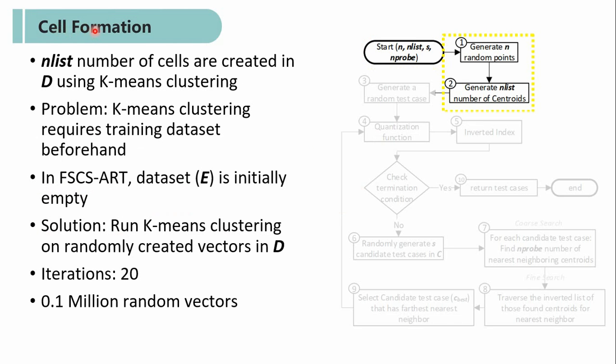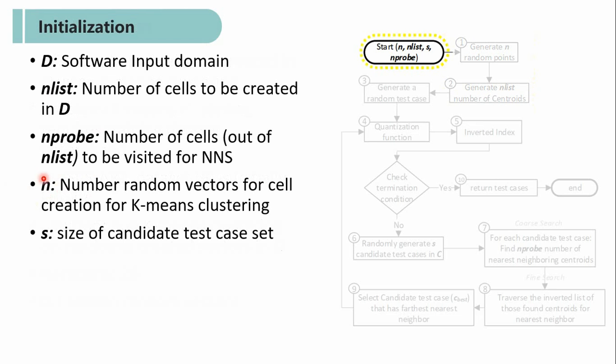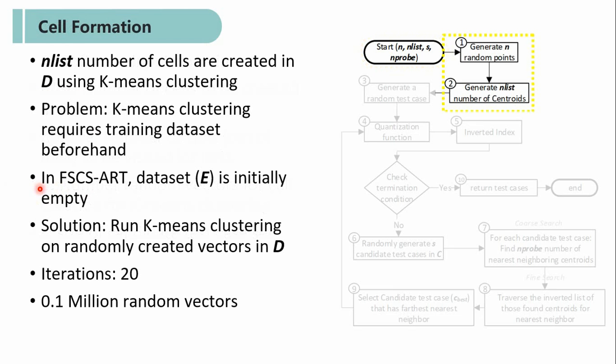The next step is the cell formation step, where N list number of cells are created in input domain D using k-means clustering. The problem is that k-means clustering requires a training dataset beforehand, but in FSCS-ART the dataset is initially empty. So as a solution, we use N number of random vectors. We generate these N random vectors in the software input domain, and we run k-means clustering for 20 times and on 0.1 million vectors. In this way we make cells in the software input domain.